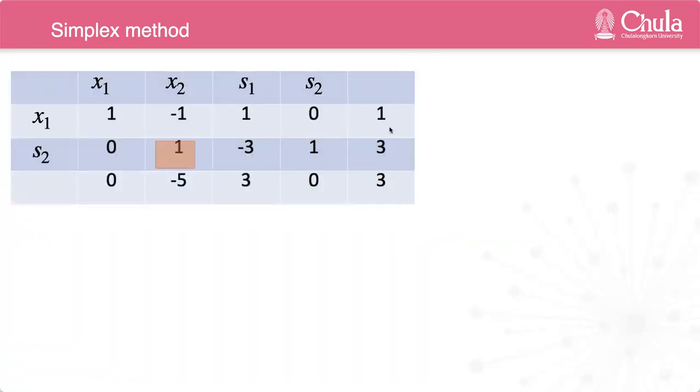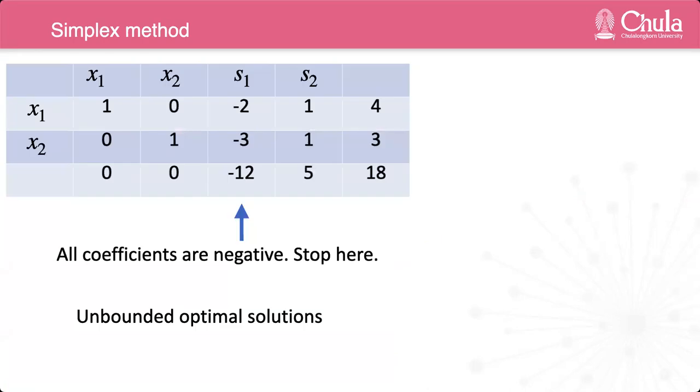B over A. This is negative. Yes. This is only positive here. Okay. So we end up with this table. What is the problem? We see that S1 should be introduced to the basic variable next round. But the problem is we cannot remove X1 or X2 from the basic variable because the coefficient B over A are all negative, right?